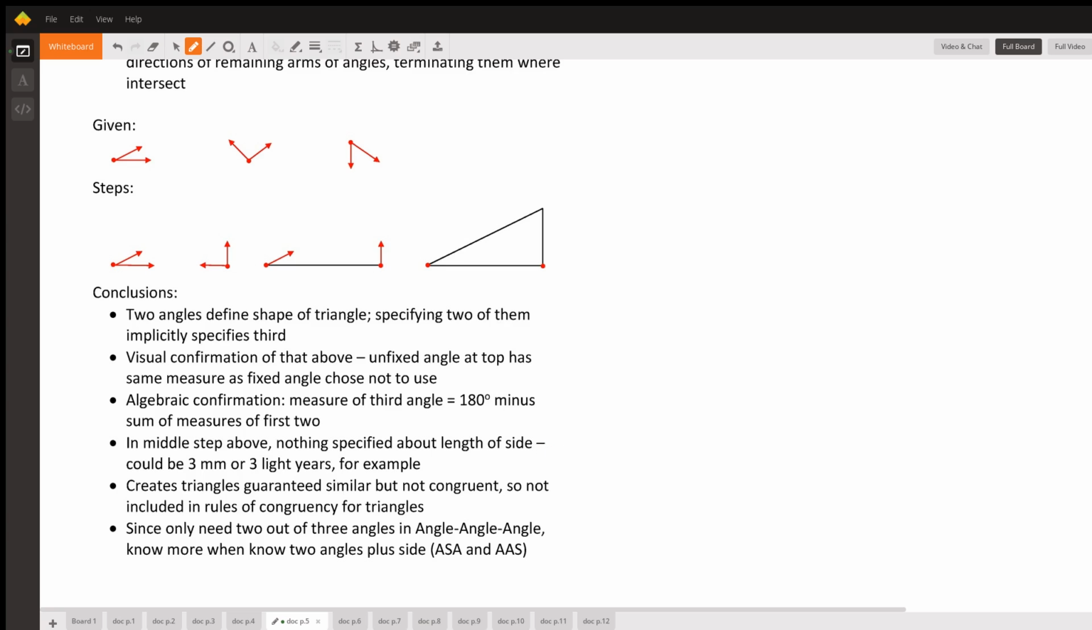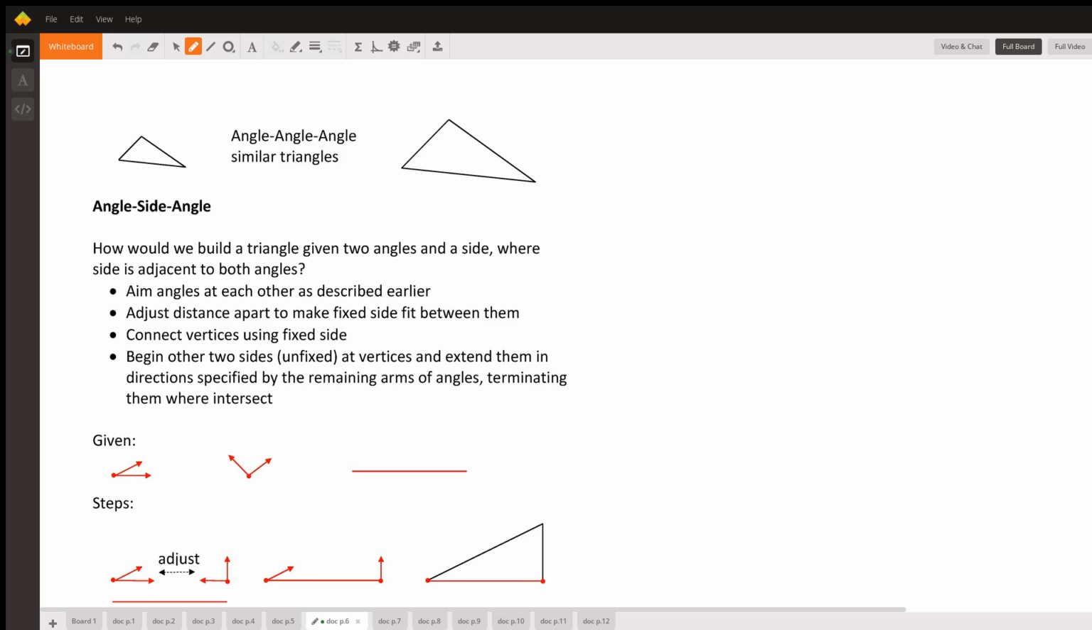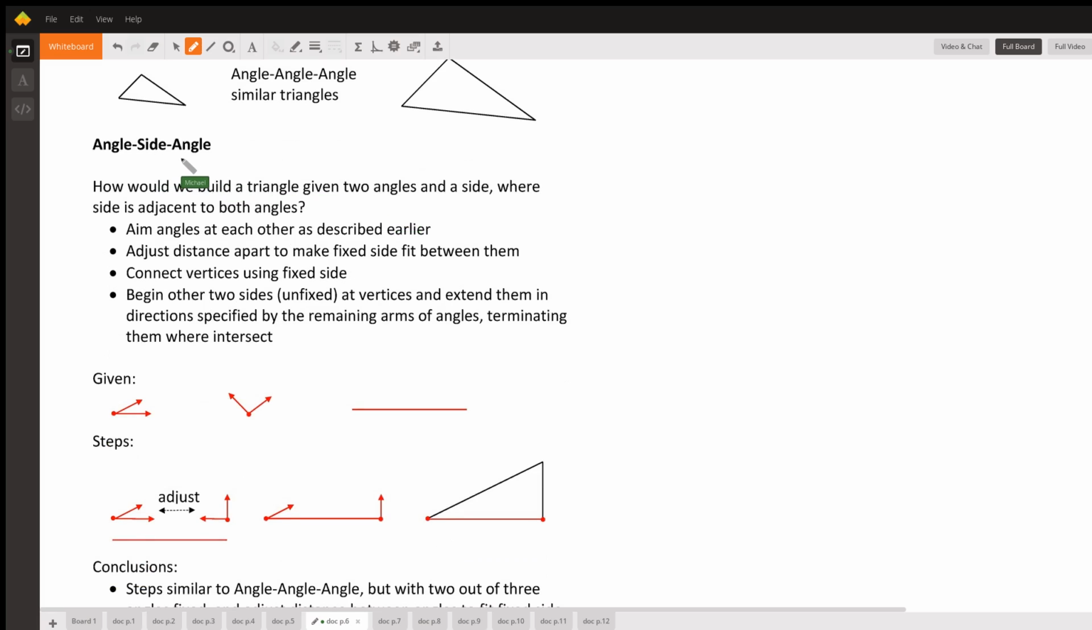Since we only needed two out of the three angles, we didn't really need the third one, then you could think of that as being angle, angle, and then if you got two angles and a side, then you know more than you would for having just angle, angle. And so following an angle, angle rule, you'll get similar triangles, but no guarantee they'd be congruent.